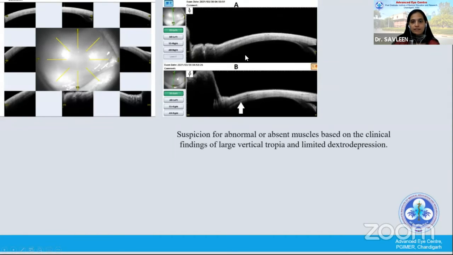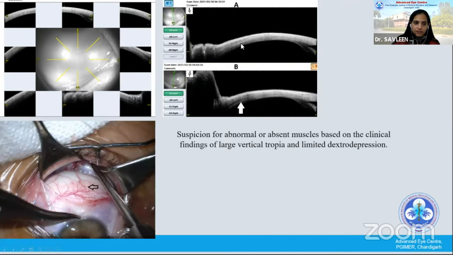So just comparing the same area, you had a suspicion of an abnormal muscle, and then you saw that the muscle was not even there. So it was an absent inferior rectus.